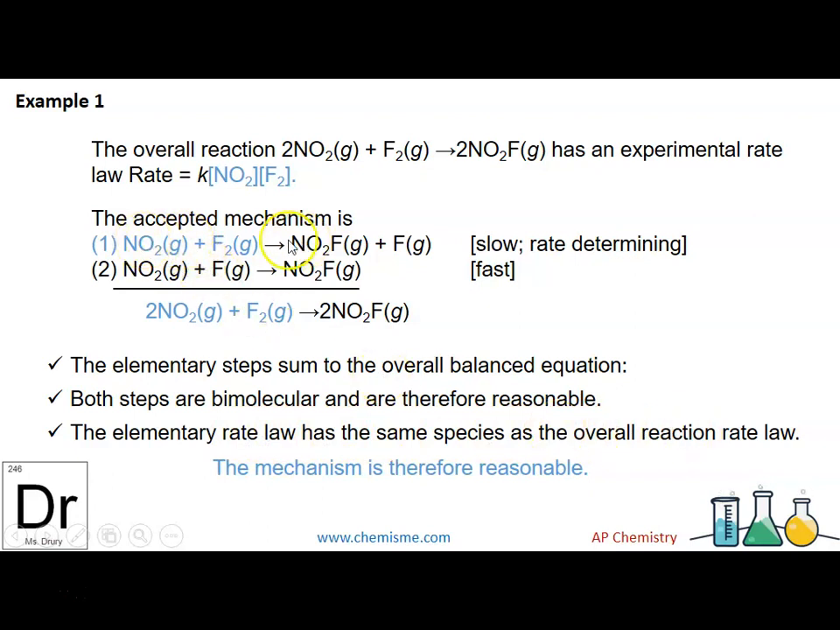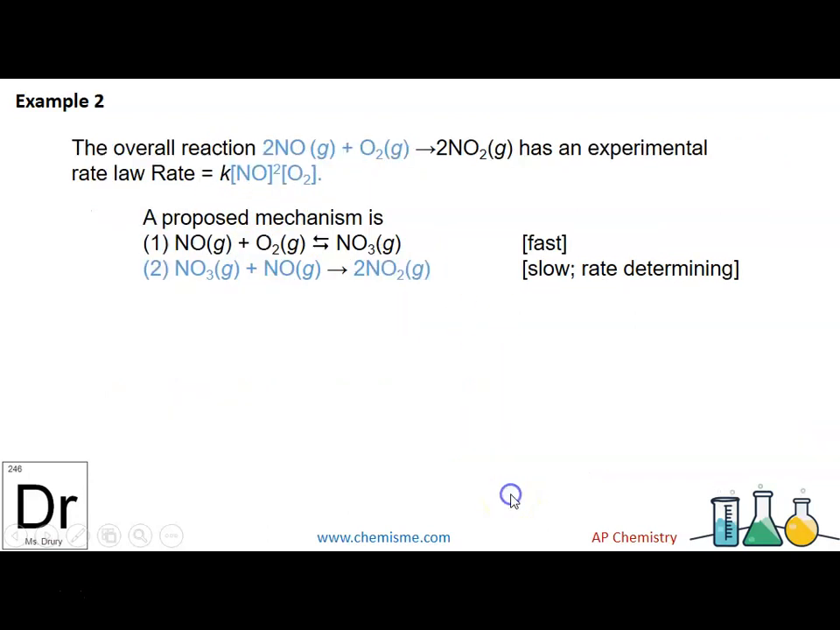So if I wrote it for the slow step, it'd be NO2 times F2, which was consistent with NO2 times F2 in the rate law. So this mechanism is reasonable.